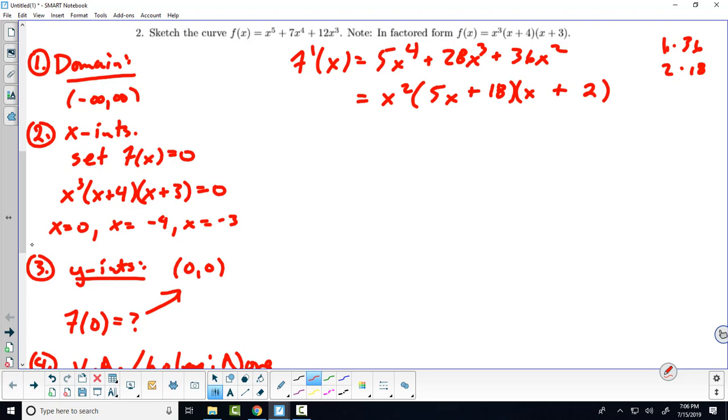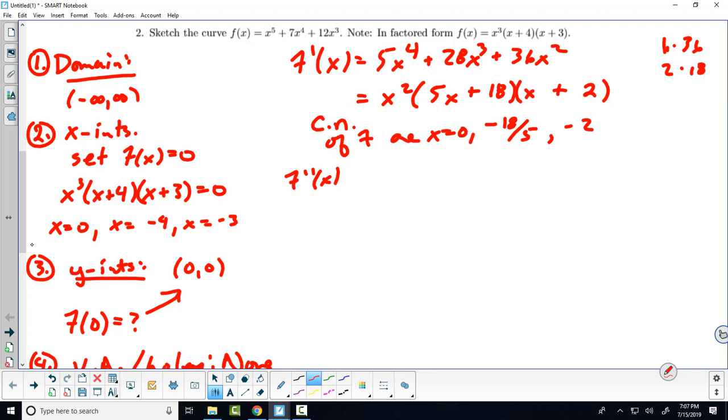Okay. So I believe then that the critical numbers of f are x equals 0, negative 18 fifths, and negative 2. Any questions on that? Okay, now let's go find the second derivative.